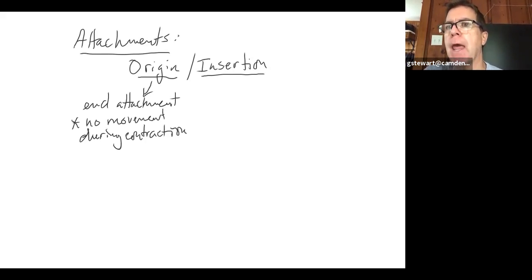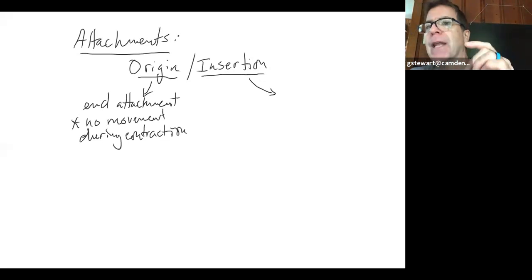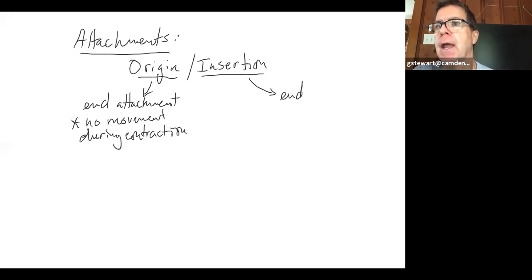The insertion end is oftentimes the opposite end of a muscle, but not always. It's just a different end of attachment. So I'm just going to write end of attachment where there is movement during contraction.